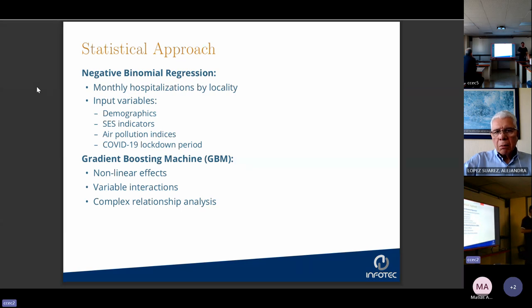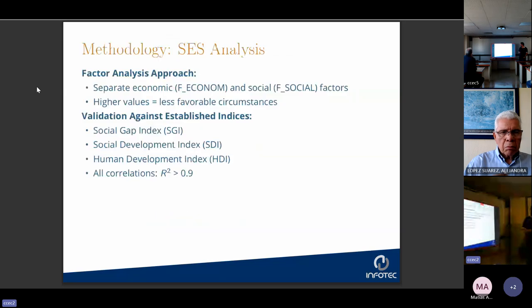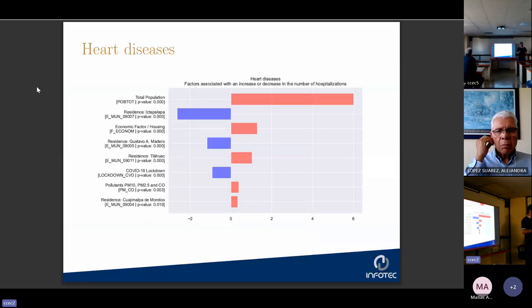You mentioned the municipalities in Mexico City and some data, but I don't see the order from best to worst for each of the diseases you mentioned. Yeah, here we have, for example, a red color that means this increased the number of hospitalizations. It's a factor or a variable that increased it. The blue one decreased the number of hospitalizations. This is actually the regression coefficient, so here we have the negative coefficients and the positive coefficients.